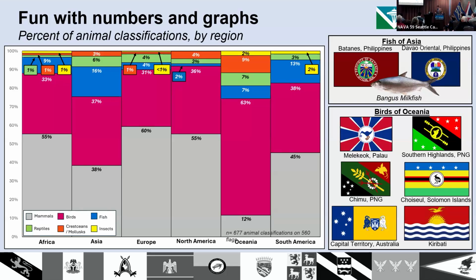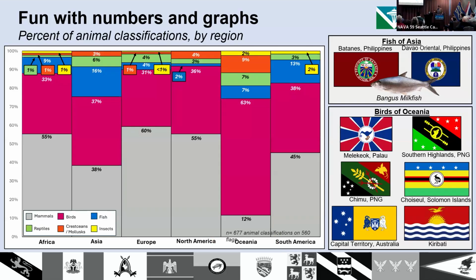Another exception to this rule is obviously Oceania. So you can see here it has the lowest proportion of mammals. Only 12% of oceanic flags have any mammals on them. That's not to say that mammals don't live in Oceania. That kind of goes against that assertion I made that animals are likely to appear on a flag if they're endemic or native there. There are, of course, mammals in Oceania. There are a lot of aquatic mammals, but they don't appear on flags, which is interesting.